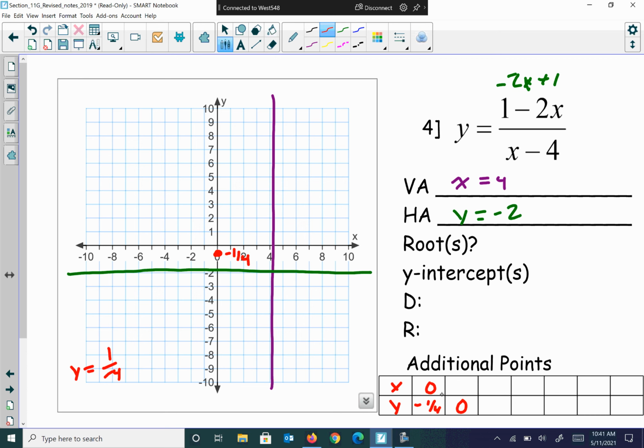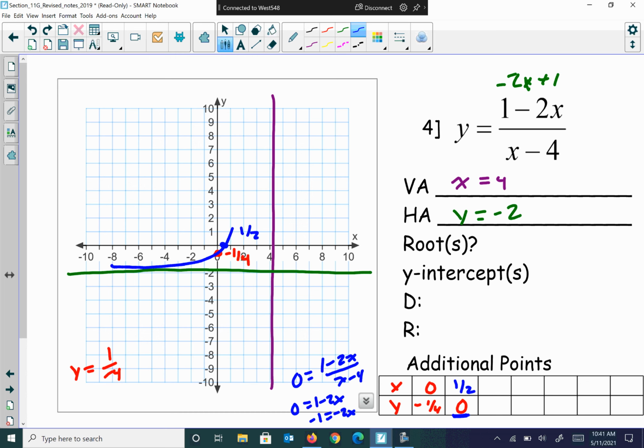And then let's plug 0 in for... I try nice things and I goof up. All right, I'm going to plug 0 in for our y value. So I get 0 equals 1 minus 2x over x minus 4. Multiply both sides by x minus 4. So 0 times x minus 4 is this. Subtract 1, divide by -2. So it looks like 1/2. So 1/2, comma 0 is like here.